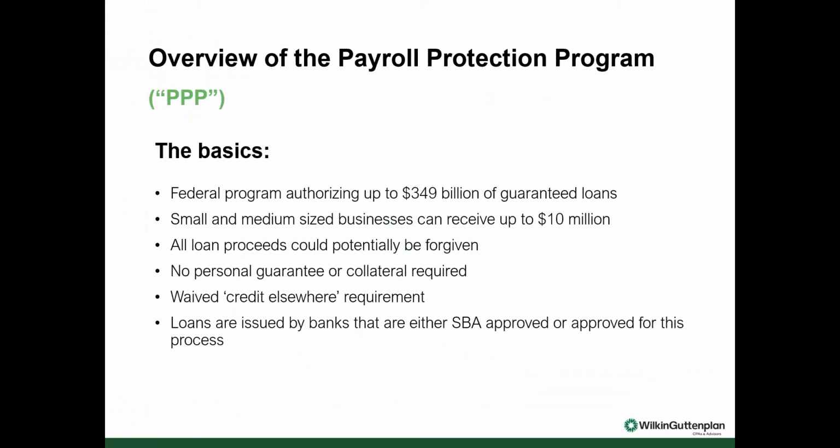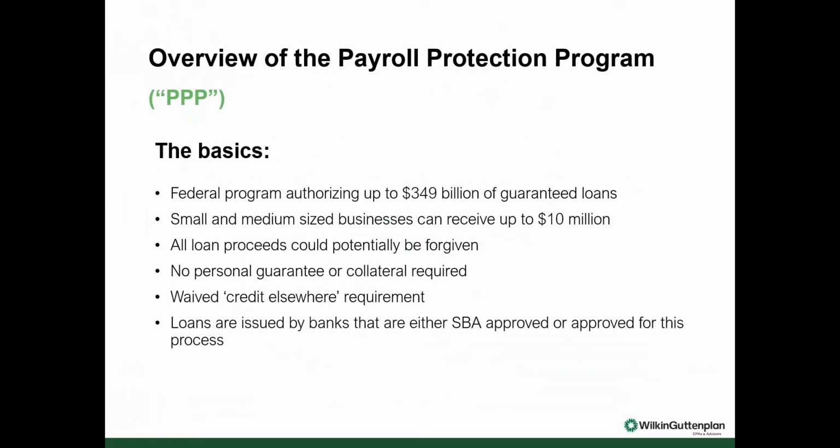Okay, so what is a payroll protection program loan or a paycheck protection program loan? A lot of people refer to it as PPP or 3P or whatever acronym they choose to use. It's a federal program that authorized $349 billion of guaranteed loans, loans that are guaranteed by the federal government. Small and medium-sized businesses can receive the loans up to $10 million, and all loan proceeds could potentially be forgiven. So effectively, if it's forgiven, it's really not a loan, it's a grant from the government. There are no personal guarantees or collateral required.